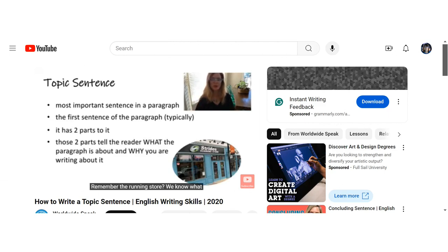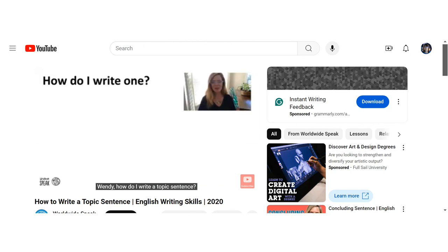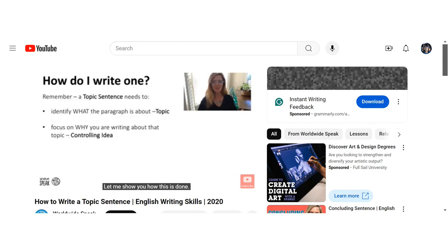Remember the running store. We know what that store is because of the sign, and we know why they have that store. They have that store to sell running things to people who like to run or who are runners. So you know that the topic sentence is the most important one. It comes at the beginning. It has two parts, and those two parts tell the reader what your topic is about and why you're writing about it. Well, the next thing you're probably going to ask me is, Wendy, how do I write a topic sentence? Let me show you how this is done.